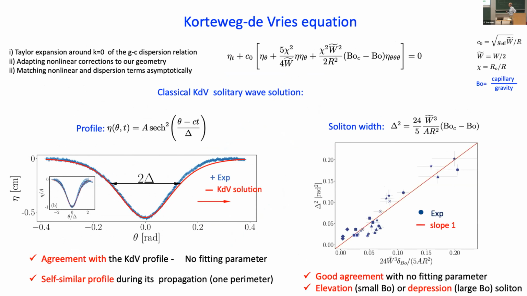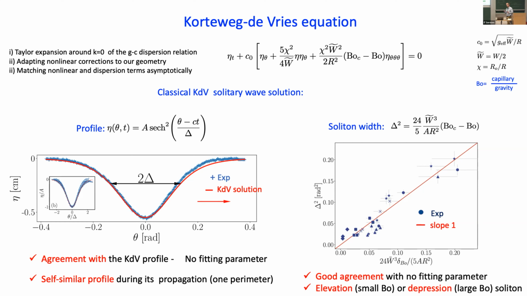So how to model this? We can use the Korteweg-de Vries equation, but for a torus it's slightly different. Here you have the usual dispersive term, here you have the nonlinear term, and you see that there is this parameter that quantifies the curvature, and also this factor here, which depends on the bottom shape. As you know, you have a sech solution of this equation. So we check this with our pulse that we have measured, which is the cross. There is a very good agreement with no fitting parameter.